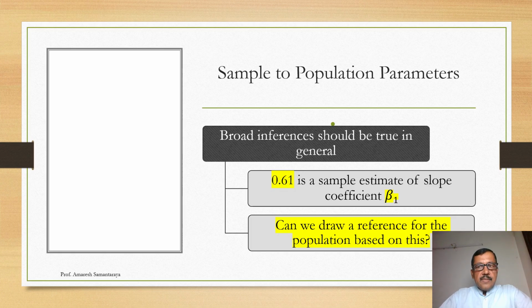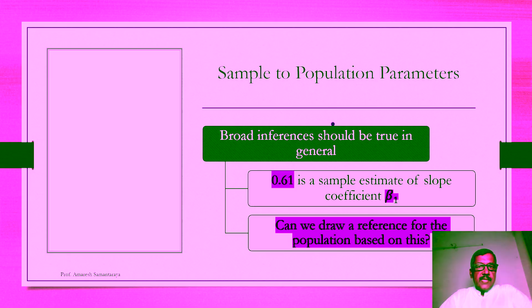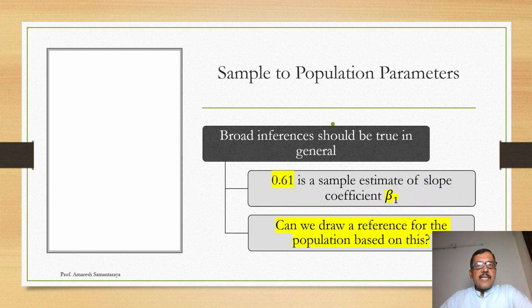See, the problem is economics is a non-experimental science. We cannot generate data like a physics lab or chemistry lab. So whatever data is available, based on that we undertake our empirical research, and then infer about the relation between the variables. So in this context, it is very critical to undertake hypothesis testing and move from our sample estimate of beta 1 to the population parameter.